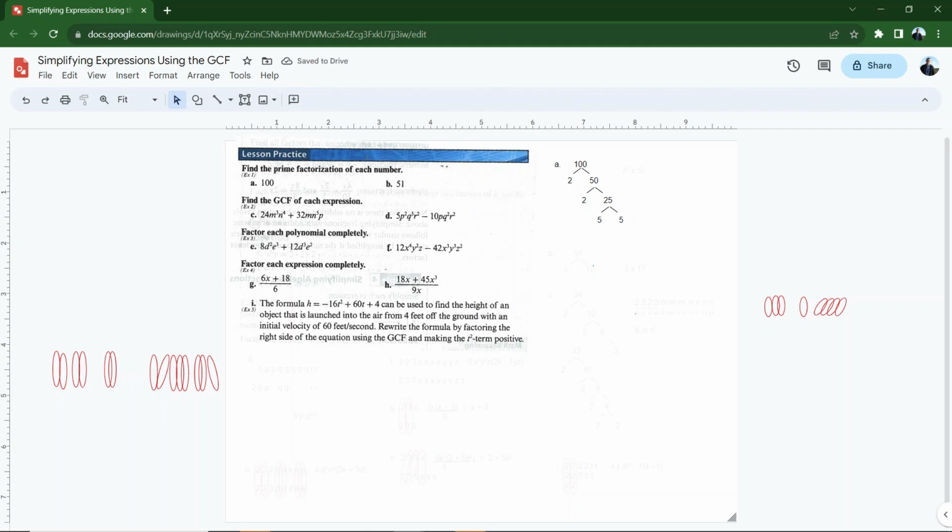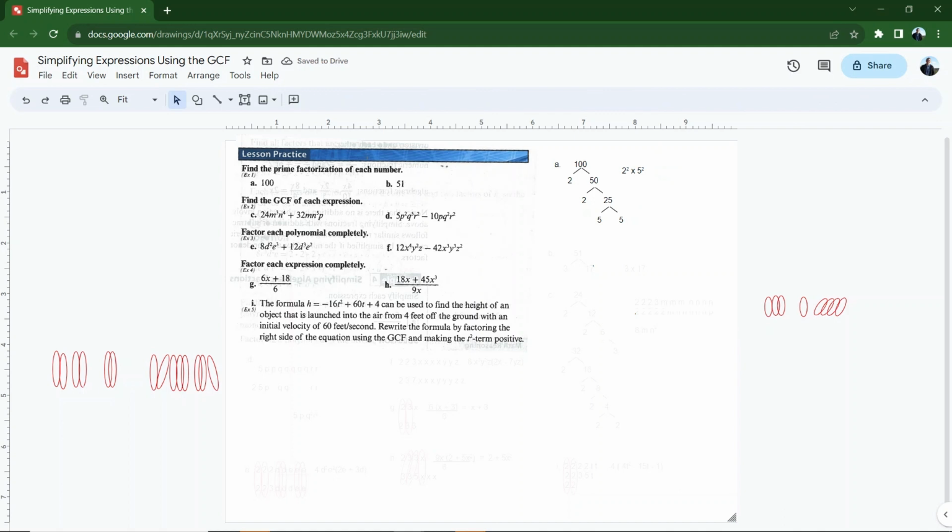And now, because all of my terminal numbers at the end here are prime numbers, I have my prime factorization. What I can say is if I multiply 2 times 2 times 5 times 5, all of my ending numbers, if I multiply those back together, I will get 100. And I observe that these are all prime numbers. So what I can say is the prime factorization of 100 is 2 times 2 times 5 times 5.